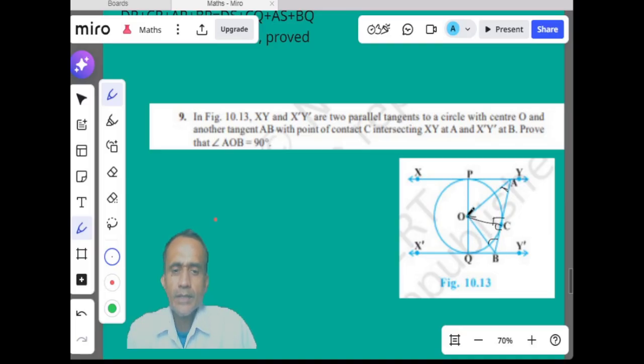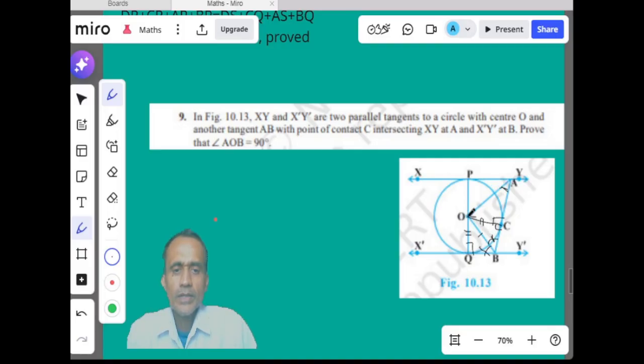First, let us see these two triangles OQB and OCB. This angle is 90 degrees, this angle is 90 degrees. This side is common. These two sides are equal. Why equal? Because both are the radius. So triangle OQB is congruent to triangle OCB. So if they are congruent, then what do we get? This angle is equal to this angle.